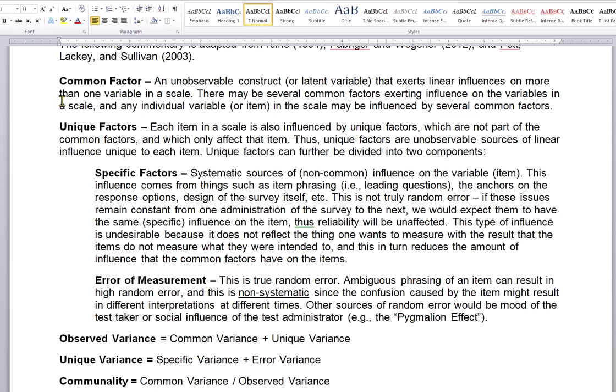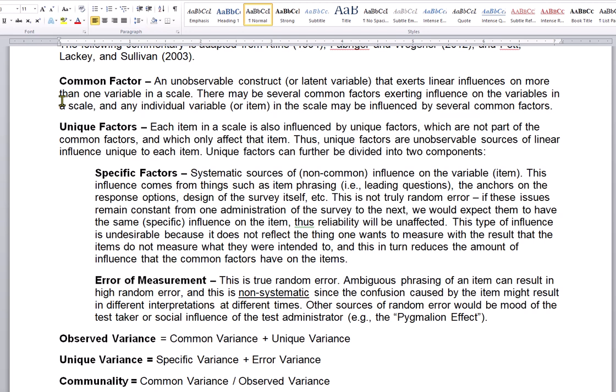Next, we have the unique factors. Each item on a scale, which is representative of the behavior of our subjects, is influenced by unique factors as well as the common factors. So the common factors, you can think of as the psychological construct that we're trying to tap into, and the unique factors are whatever's left over. After you take out the psychological component that we're trying to capture, whatever is left over is unique variance or unique factors.